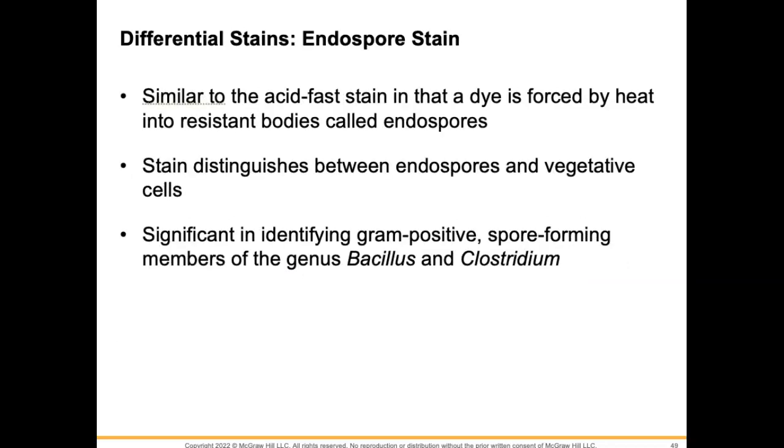Endospore stains, similar to acid-fast, distinguish between endospores and vegetative cells. Very important when we identify gram-positive spore-forming members of the genus Bacillus and Clostridium.